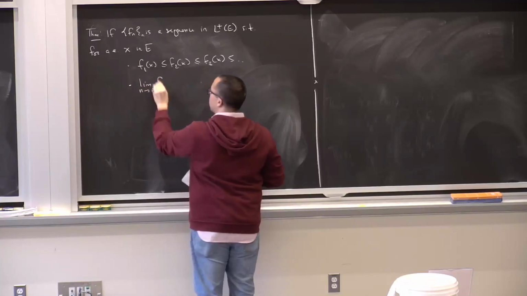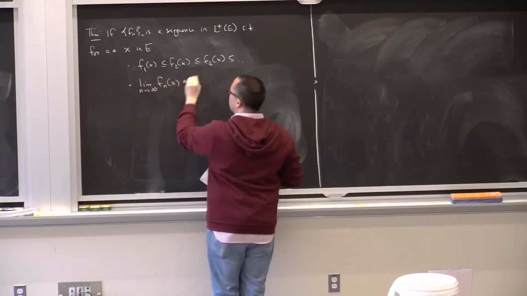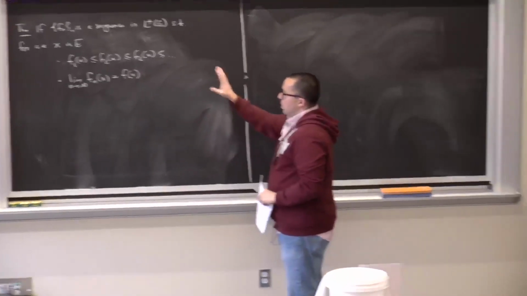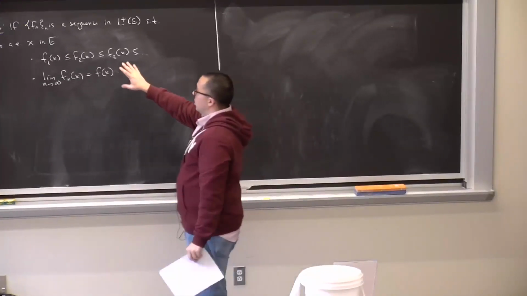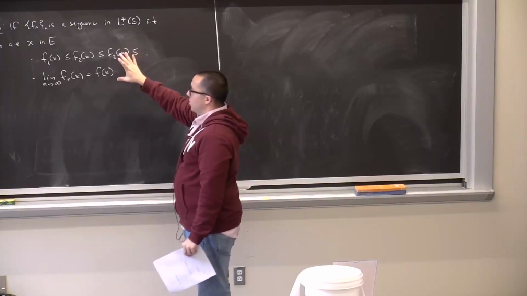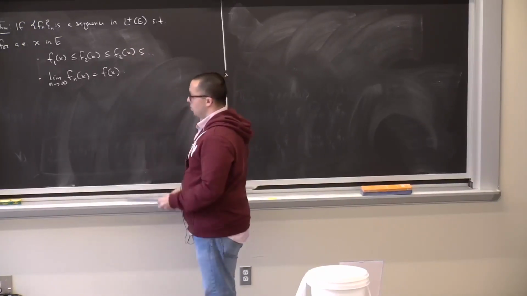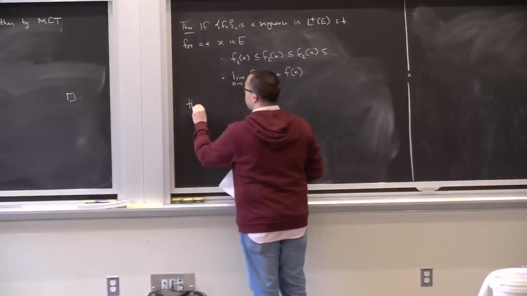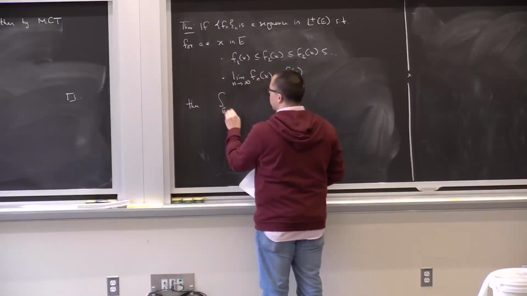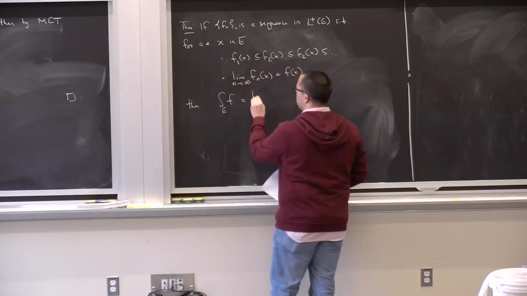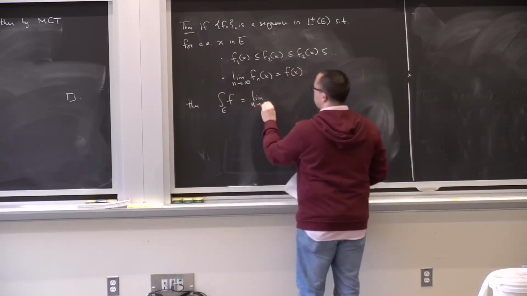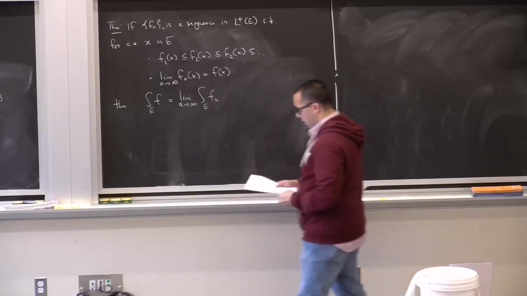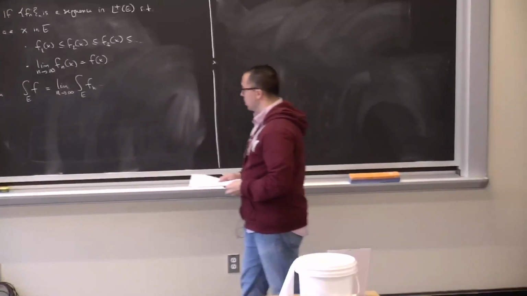and the limit as n goes to infinity of f_n of x equals a function f of x. So remember, in the statement of the monotone convergence theorem, we assume these two things for every x. Now we're just assuming them for almost every x in E. Then we get the same conclusion: the integral over E of f is equal to the limit as n goes to infinity of the integral over E of f_n. Okay?